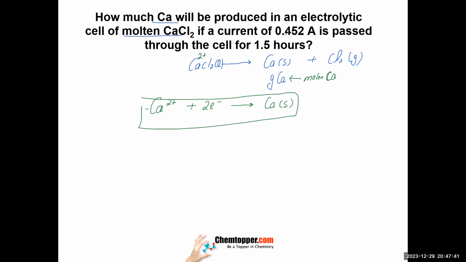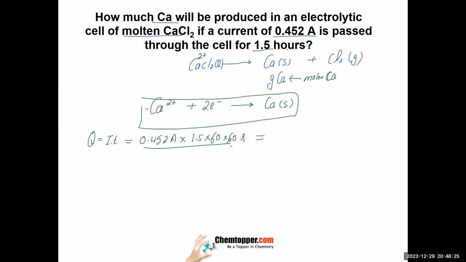Now see how I'm going to do it. What is given? Amperes and time. So I will calculate Q. What is Q? Q is I times T. I is 0.452 ampere and time is 1.5 hours. But I have to take standard international units, so I will convert this into seconds. Now this amperes times seconds is nothing but coulombs. So this will give me the coulombs, the total charge which is supplied.